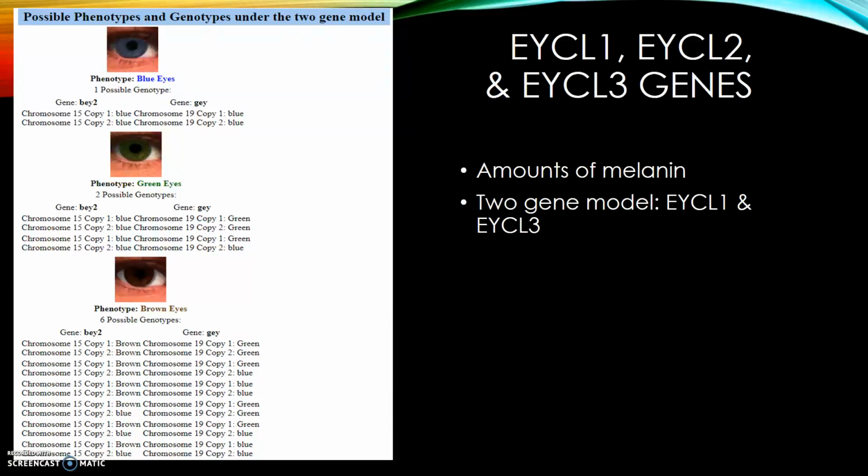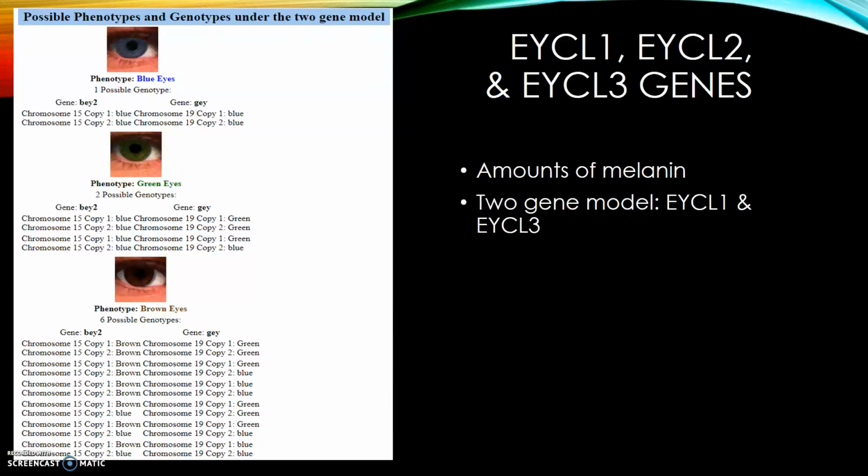So, other genes I'm going to talk about that have an effect on eye color are the EYCL1, 2, and 3 genes. The melanin process can be impacted by these genes, and they can increase or decrease the total melanin amount in irises, and that results in different eye color. For these genes, they each play a crucial role in establishing eye color.